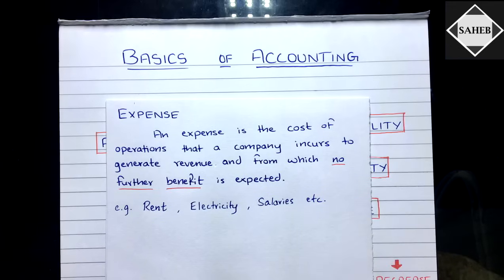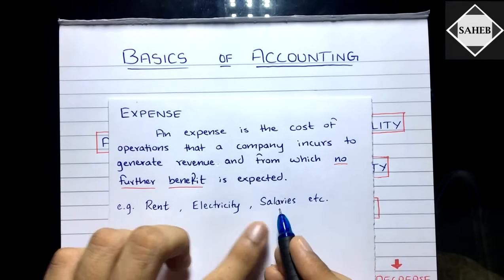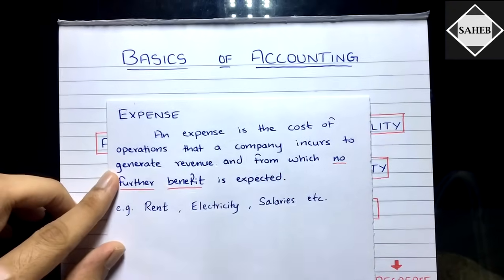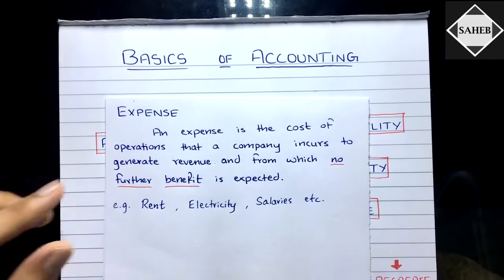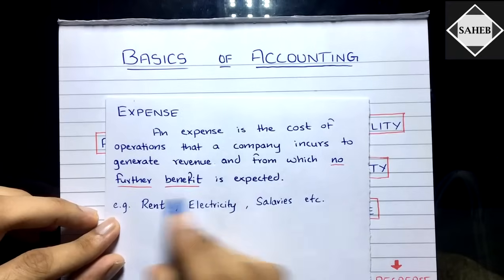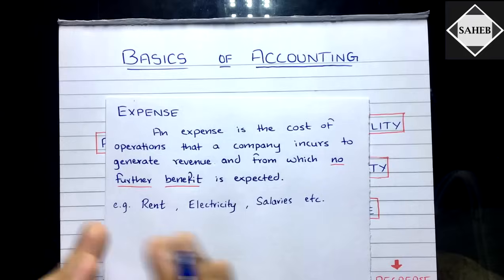Yes, you are incurring these things: you are paying the rent, paying the electricity bills, paying the salaries of your workers, because the operations can be run smoothly and you will be able to generate revenue from that. And from which no further benefit is expected. This is the main point. If you pay the electricity bill, that means you have consumed the electricity.